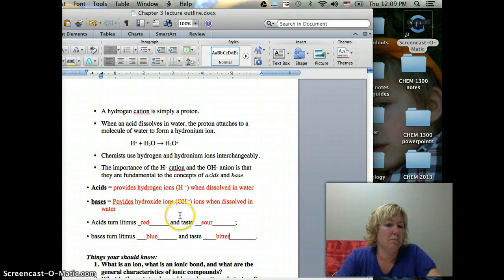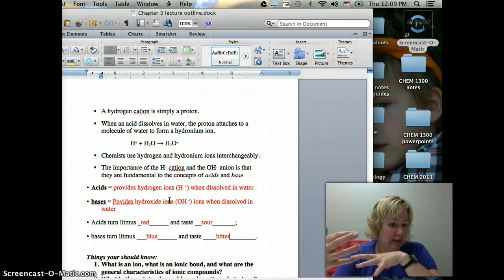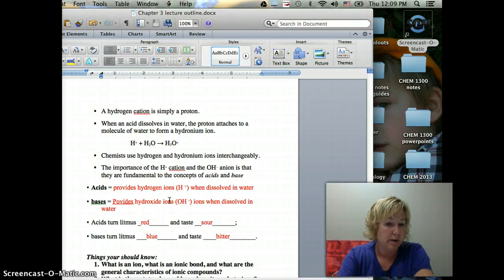Okay, so what do you think the problem with this definition is? It provides hydrogen ions when dissolved in water. Does every element dissolve in water? Does every compound dissolve in water? No. So a fundamental problem with this definition is that not everything dissolves in water. We will talk about a more advanced definition for acids and bases. This is just to get you started because we're talking about ions, and some of the most important ions are this idea of acids and bases.